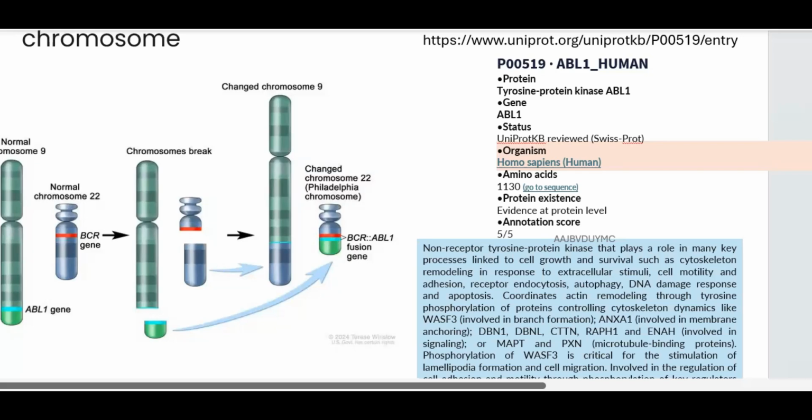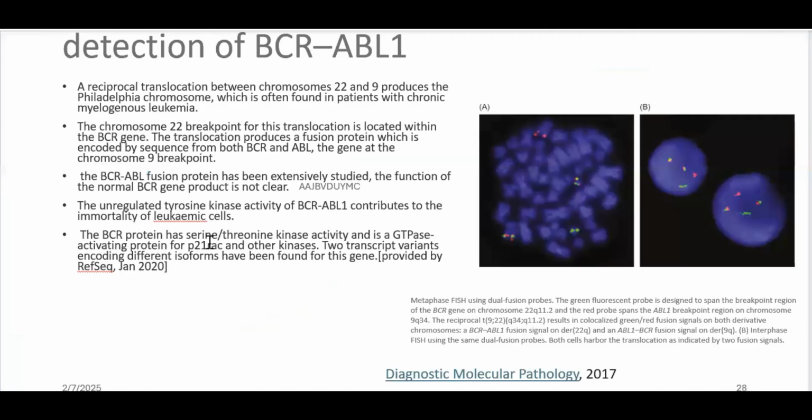So this is what we go back to the previous slide again. So here this fusion protein will be expressed now because the gene has got rearranged. As a result, the function is going to get altered, right? The unregulated tyrosine kinase activity of ABL1 contributes to immortality of leukemic cells. So immortality, that means the cells are going to continuously divide. That is what we call it as cancer, right?